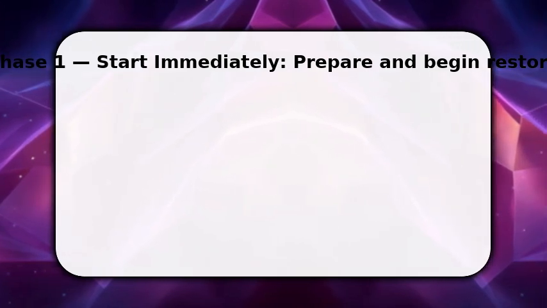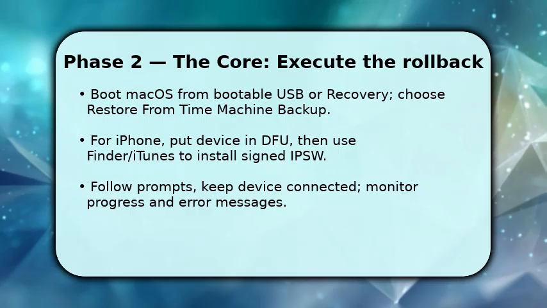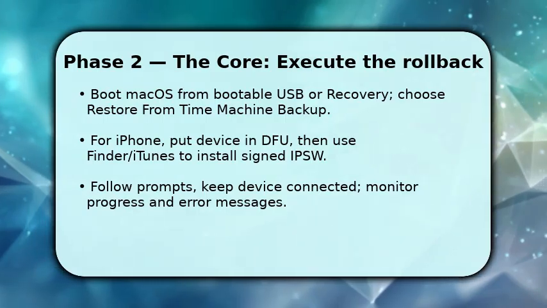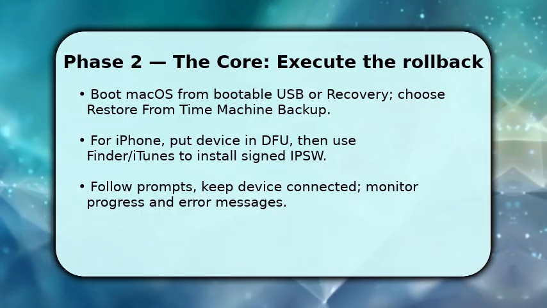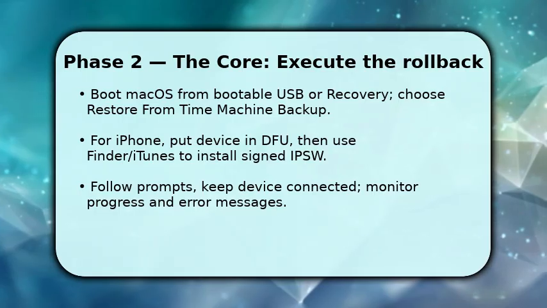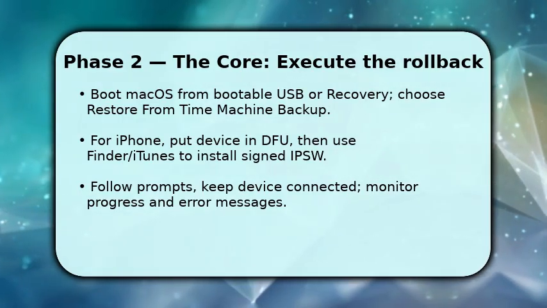Start the rollback itself. Boot your Mac into recovery or from the bootable USB, then select Restore from Time Machine Backup and pick the snapshot preceding the update. For iPhone, enter DFU mode and use Finder or iTunes to apply the IPSW that matches your device model. During transfer, keep cables snug and the computer awake.